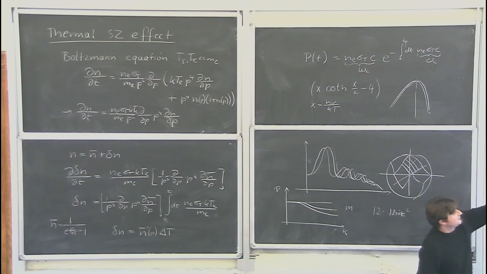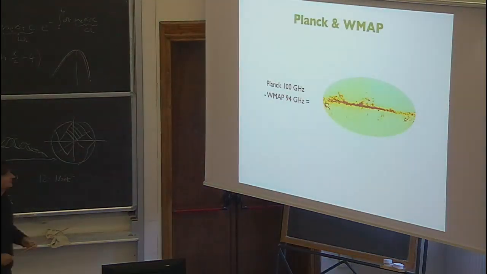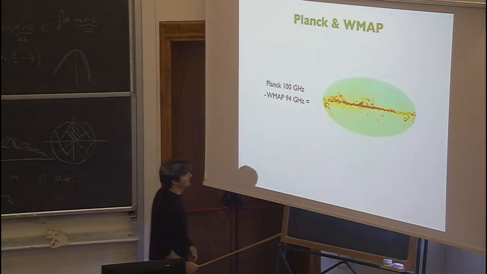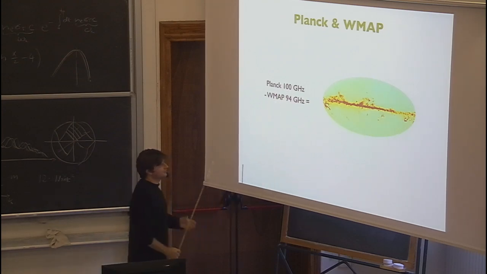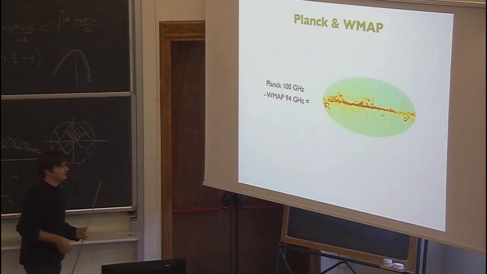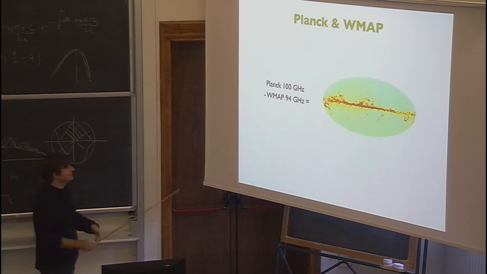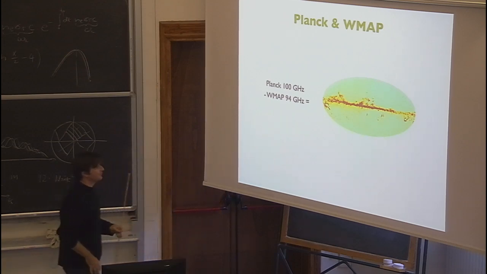And so if you take the difference, it looks like this. So the question you might try to understand is why there is a difference at all. You see that indeed there is a difference if you look at the galaxy. And the thing to remember is that when it says 100 gigahertz, it's not literally observing just at 100 gigahertz. It's some band of frequencies around 100 gigahertz. And similarly for WMAP, it's a range of frequencies around 94 gigahertz.